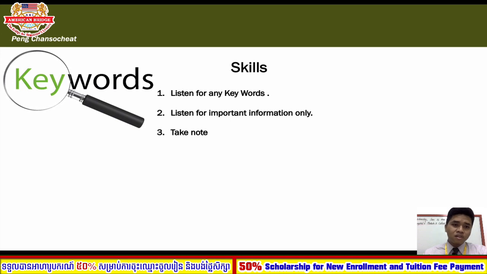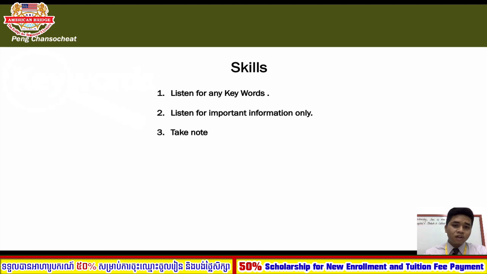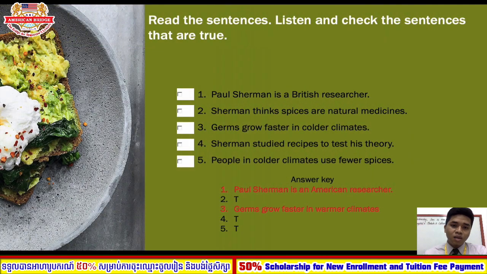So what is a keyword? A keyword refers to the word which is the main word of the sentence. It contains the important idea. So let's look at our exercise here. Number 1, Paul Sherman is a British researcher. So the keywords here, there are 2. The first one is the name. When you hear the name of this researcher, Paul Sherman, you need to pay attention. The second one is his nationality, British.